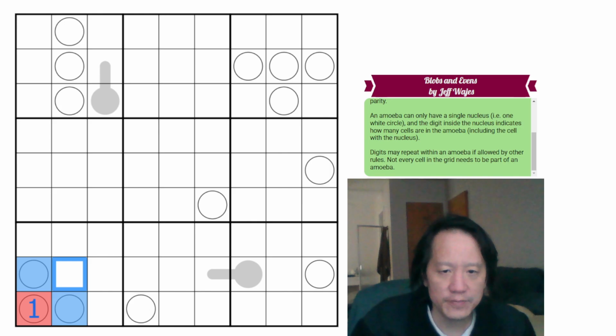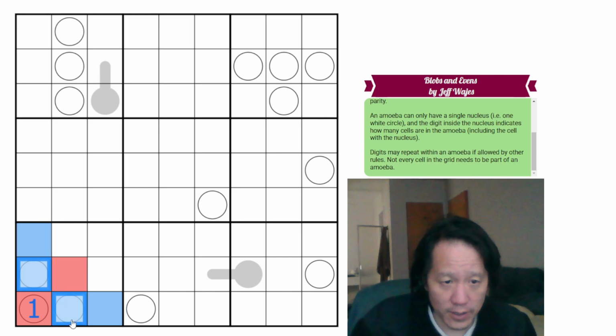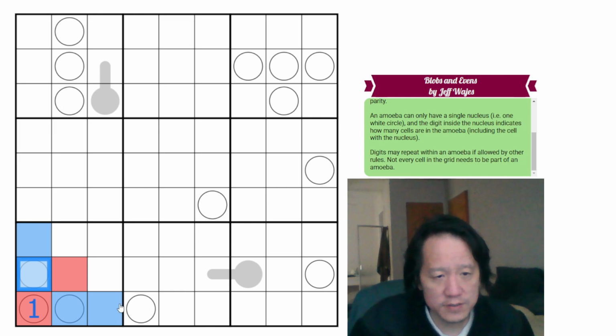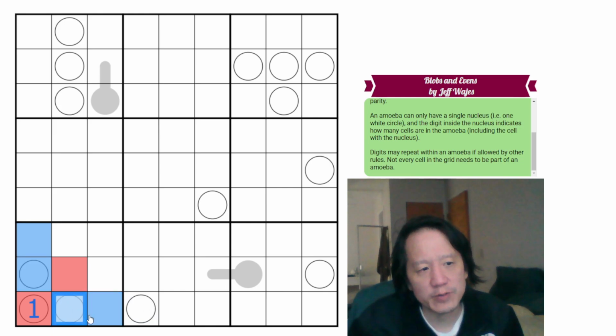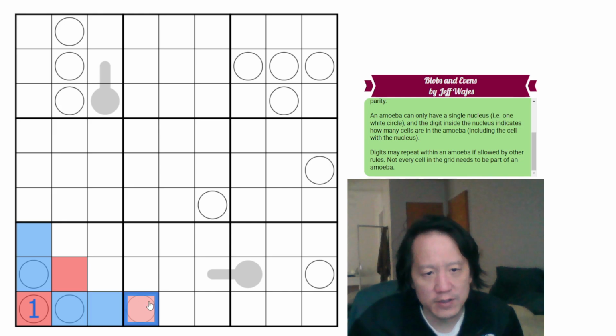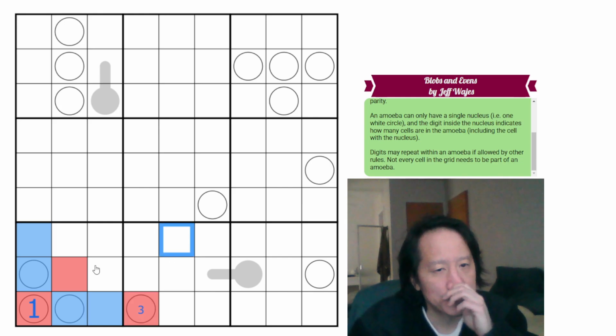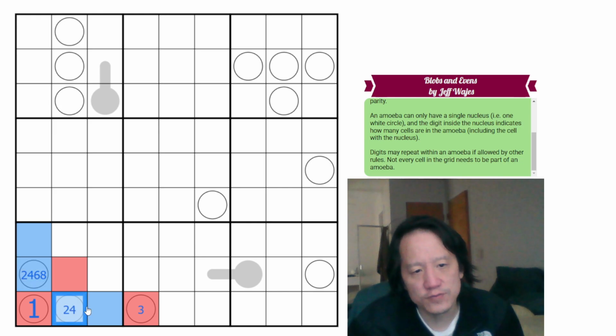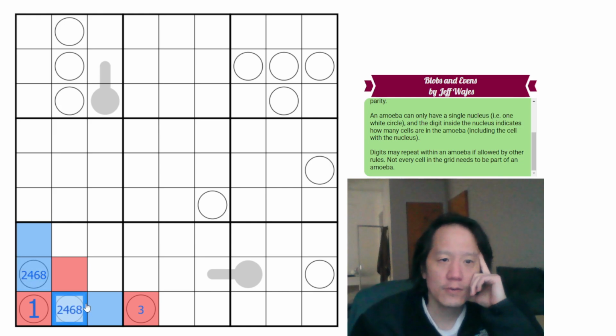Therefore, this is odd. Therefore, both of these have to be at least 2 because they're both even. So this is at least 2, 4, 6, or 8. This cannot be part of the same amoeba, so therefore this has to be odd, because if it were even, it would be part of the same amoeba. This can't be 1, therefore it must be at least 3. This is 2, 4, 6, or 8. This is 2, 4, 6, or 8. Okay, so there's that.